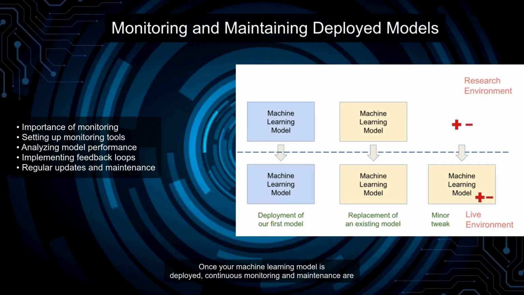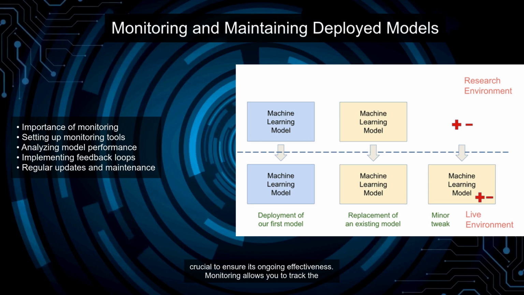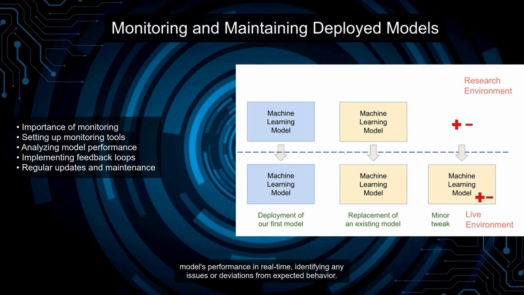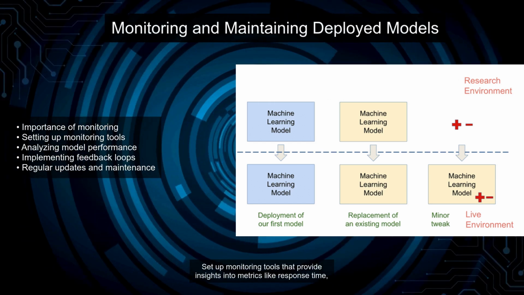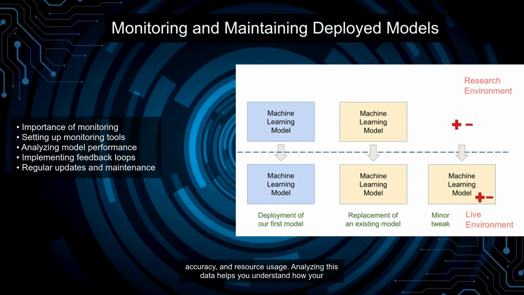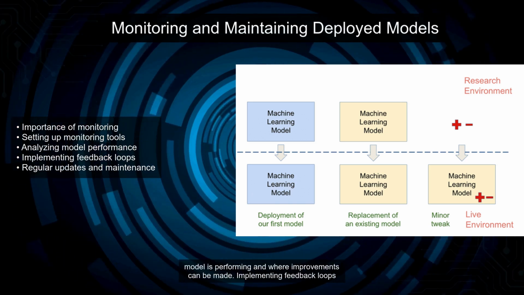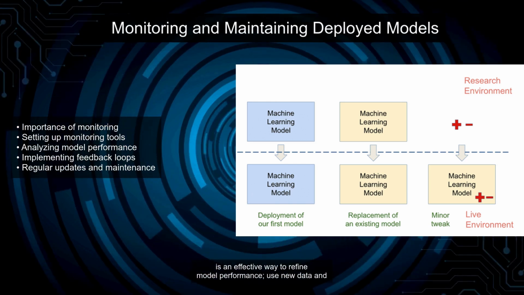Once your machine learning model is deployed, continuous monitoring and maintenance are crucial to ensure its ongoing effectiveness. Monitoring allows you to track the model's performance in real time, identifying any issues or deviations from expected behavior. Set up monitoring tools that provide insights into metrics like response time, accuracy, and resource usage. Analyzing this data helps you understand how your model is performing and where improvements can be made.